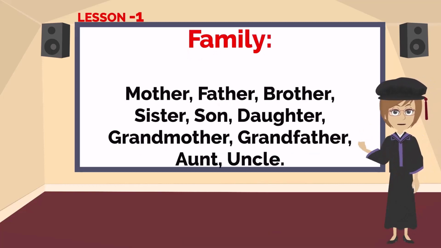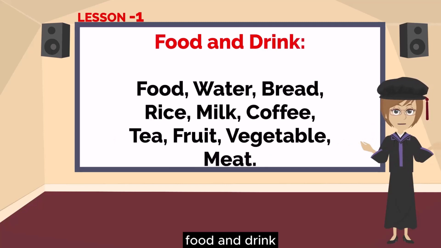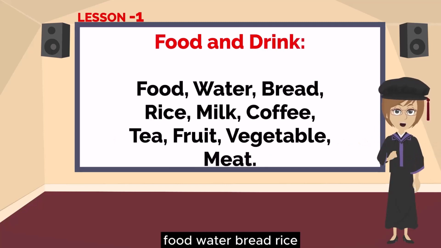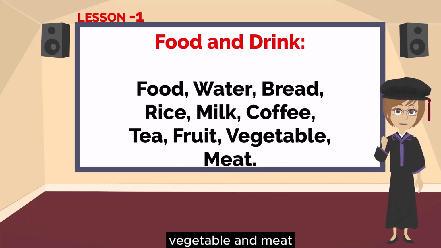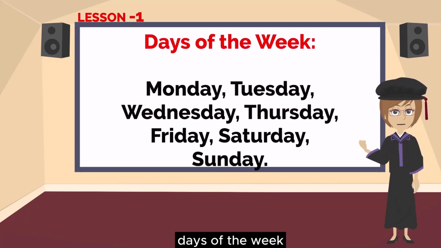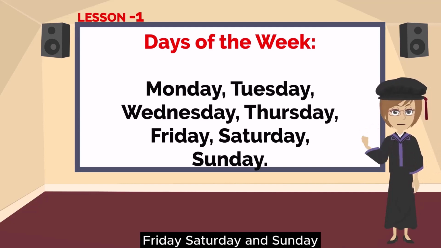Family. Mother, father, brother, sister, son, daughter, grandmother, grandfather, aunt, and uncle. Food and drink. Food, water, bread, rice, milk, coffee, tea, fruit, vegetable, and meat. Days of the week. Monday, Tuesday, Wednesday, Thursday, Friday, Saturday, and Sunday.